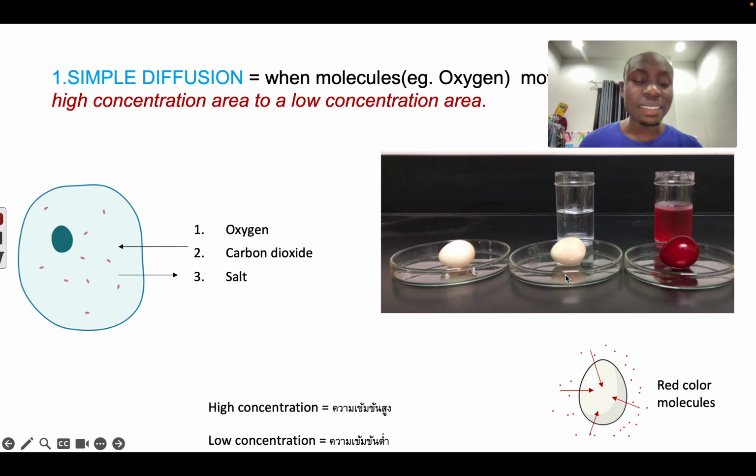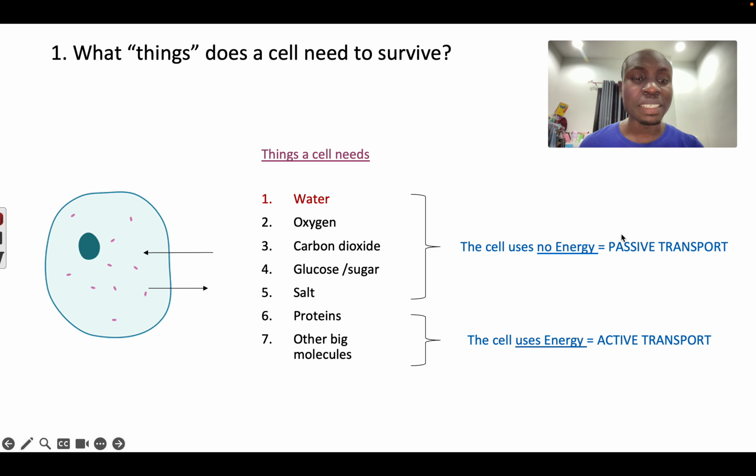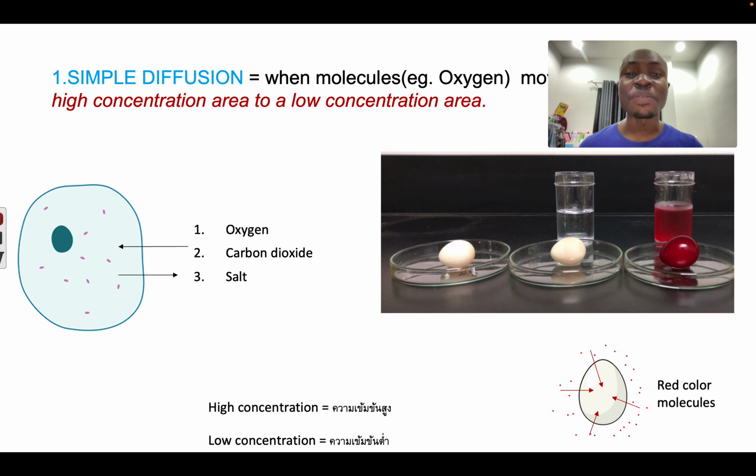Now let's look at some examples of passive transport. In this video we look at only passive transport. We will not talk about active transport. Okay, so what are some examples of passive transport? The first example is called simple diffusion.